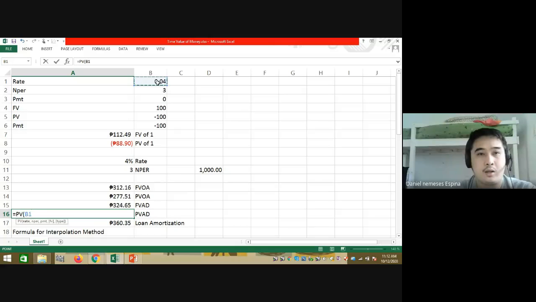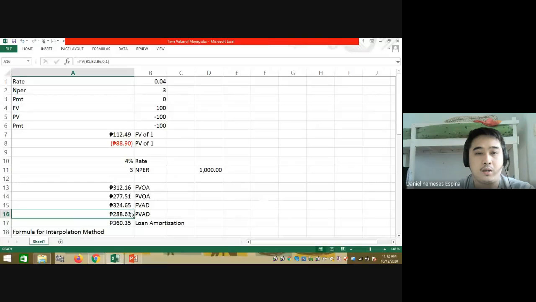Rate, NPER is 3, payment is negative, FV is 0, and then type is 1. Close parentheses, enter. So your answer is 288.61. Okay. If you notice, the annuity dues are higher than their ordinary annuities.